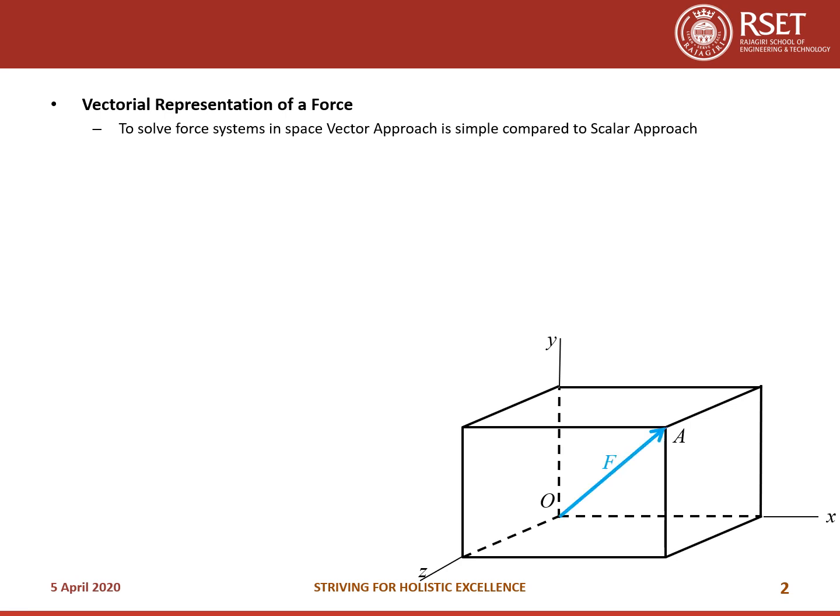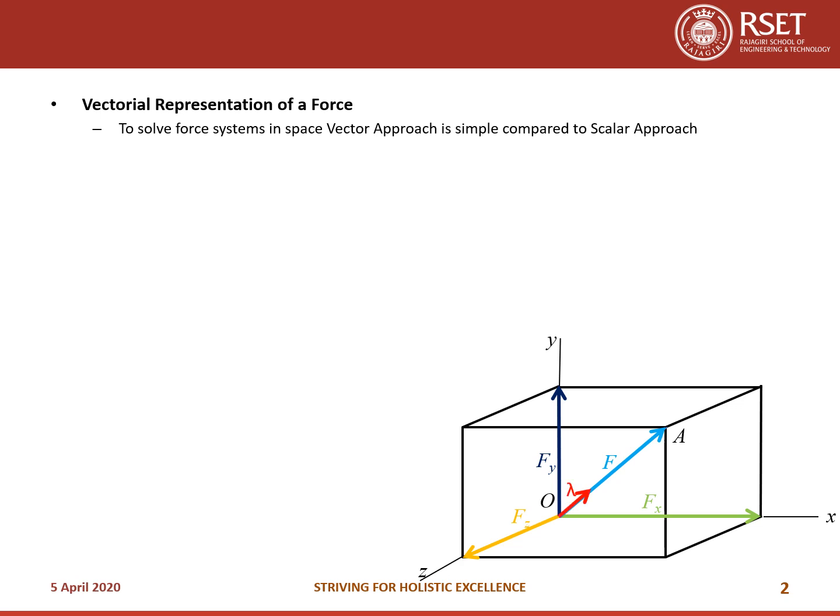So let F be the force vector which is acting along OA, having a magnitude of F. Then we can resolve this force vector into three mutually perpendicular components, one along the x direction, Fx, another along the y direction, Fy, and the third along the z direction, having a magnitude of Fz.